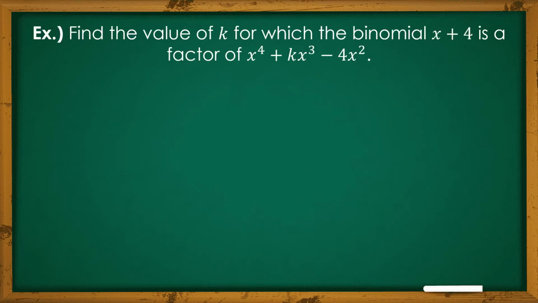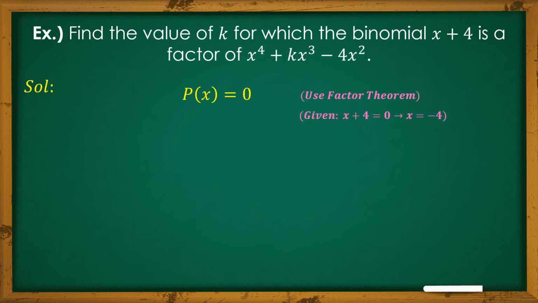Let's have another example. Find the value of k for which the binomial x plus 4 is a factor of x raised to 4 plus kx raised to 3 minus 4x squared. So dito, gagamitin natin ang factor theorem para malaman natin ang value ng k na kapag binuo natin ang polynomial, ay masasabi natin that x plus 4 is a factor nito. Let's look at the solution. Using the factor theorem, binigay sa atin that the value of x will yield our remainder to 0. Here, x is equal to negative 4.